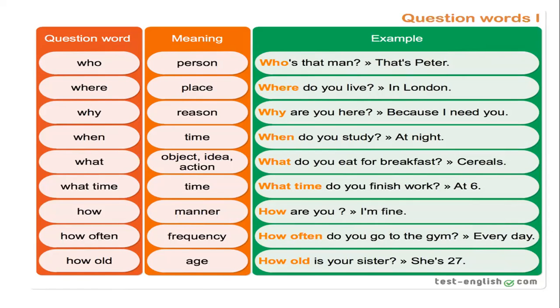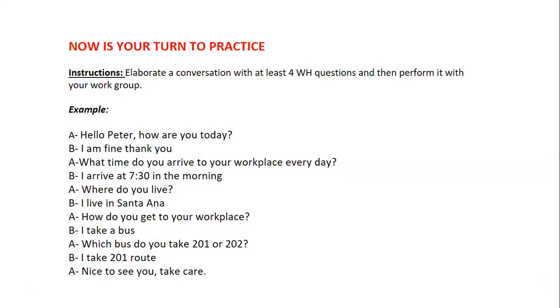Okay, now, I have here a practice using the WH words: what, where, how, which. And now it is your turn to practice. So the instruction says, elaborate a conversation with at least 4 WH questions and then perform it with your group work.